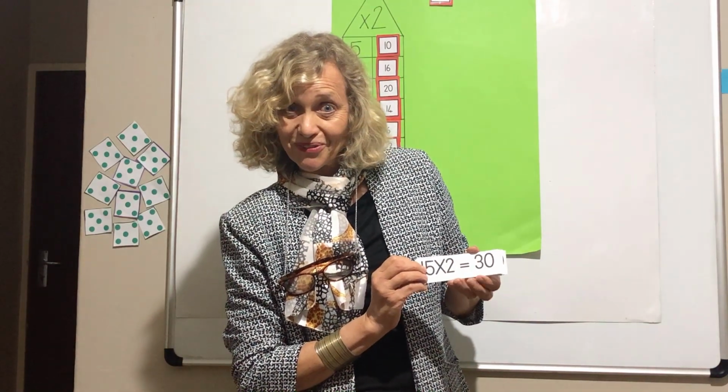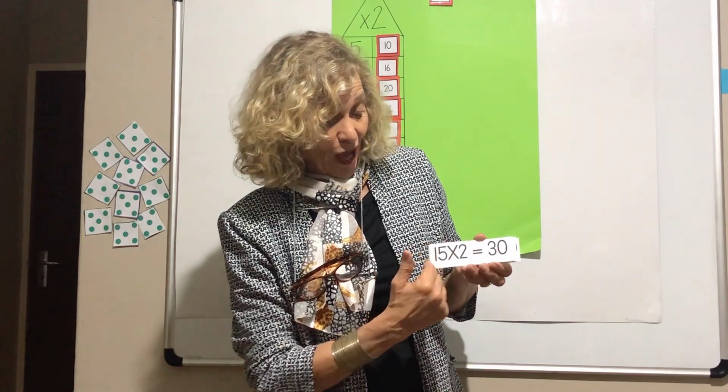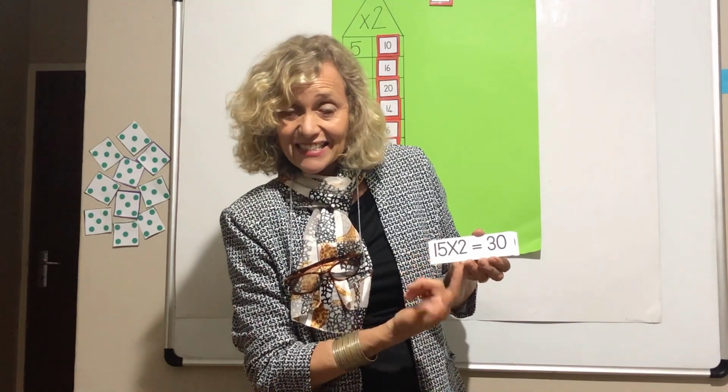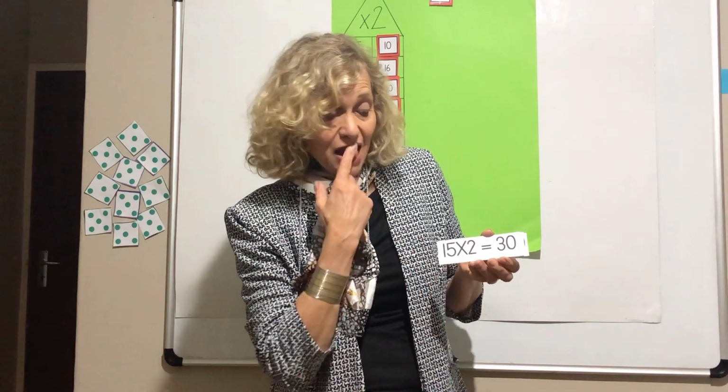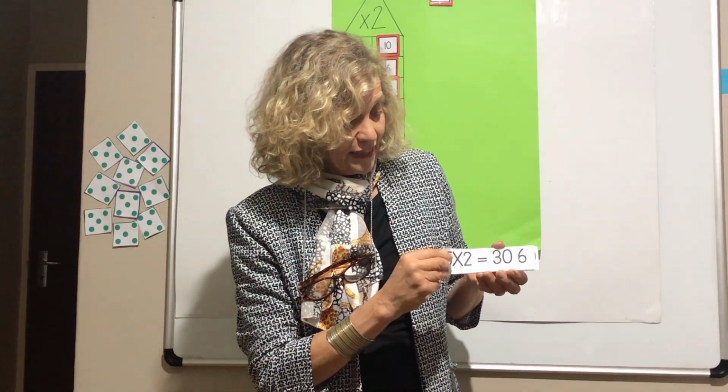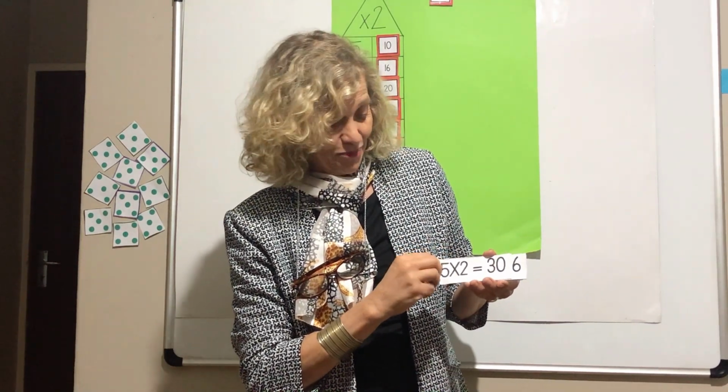15 times 2. And you all know what double of 15 is. It's the same as saying double. 15 times 2 is 30. That's a nice big one.